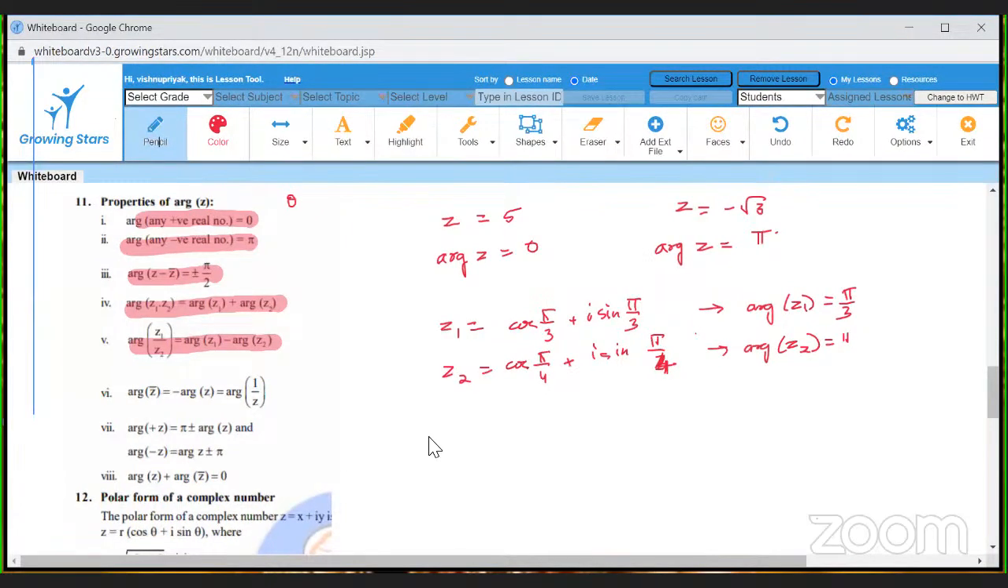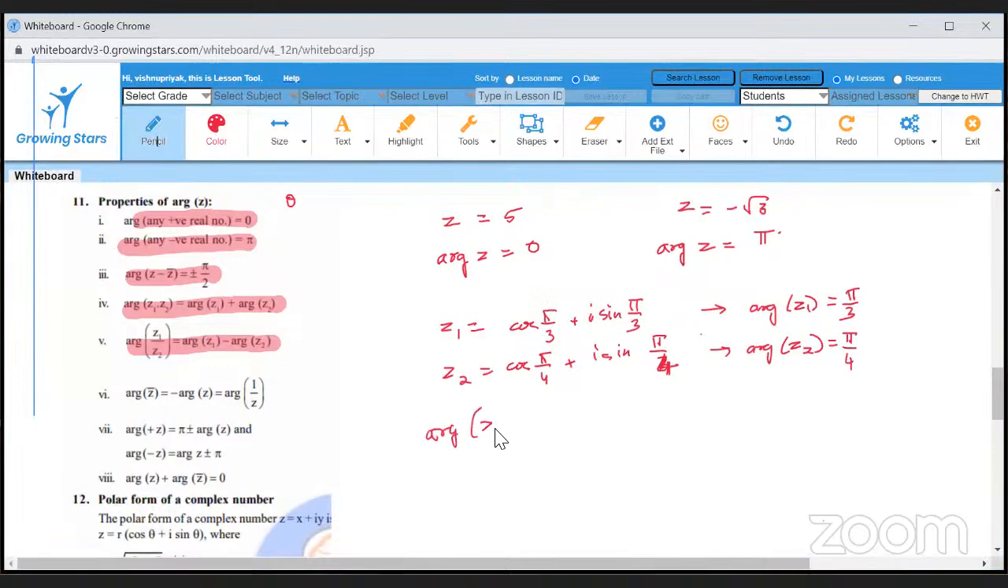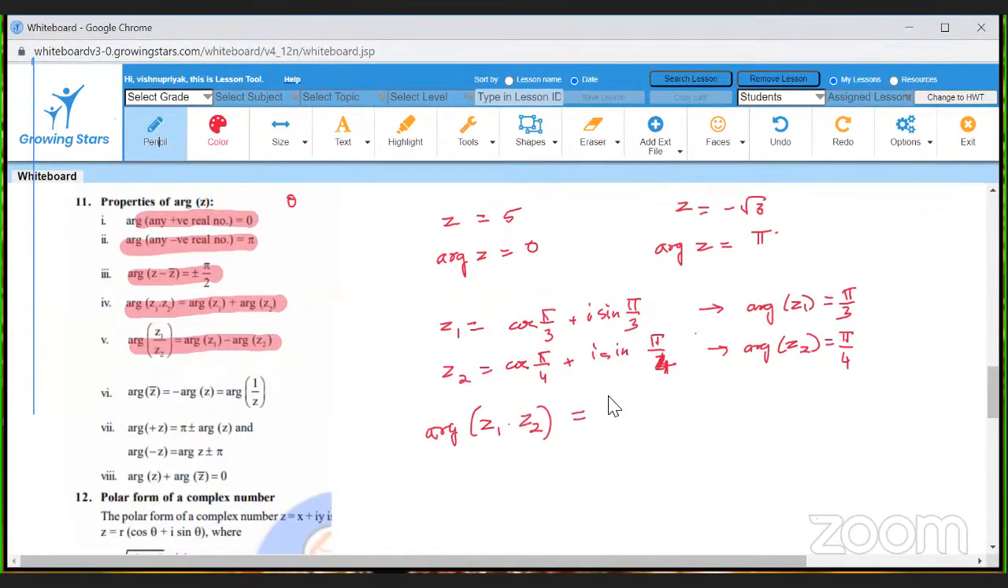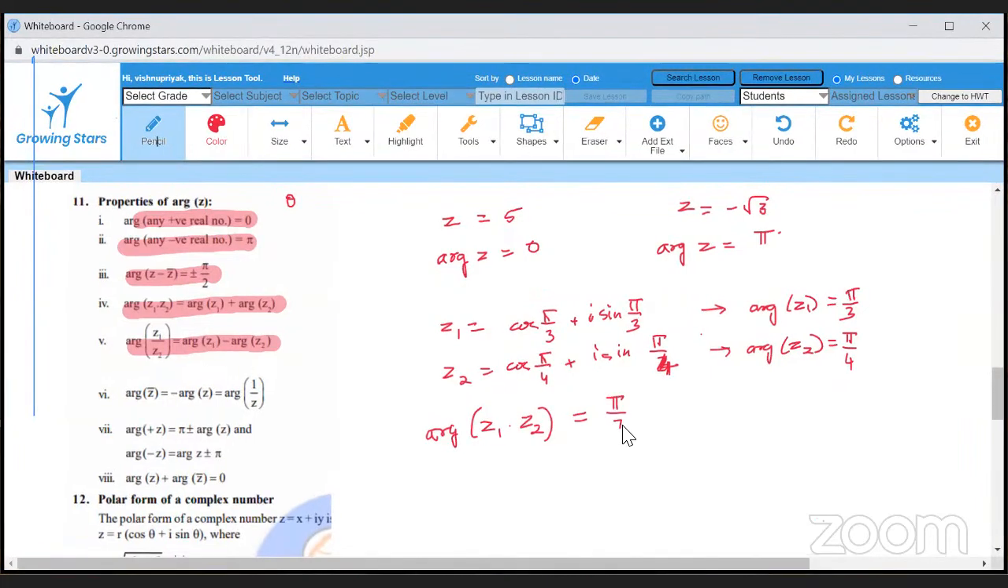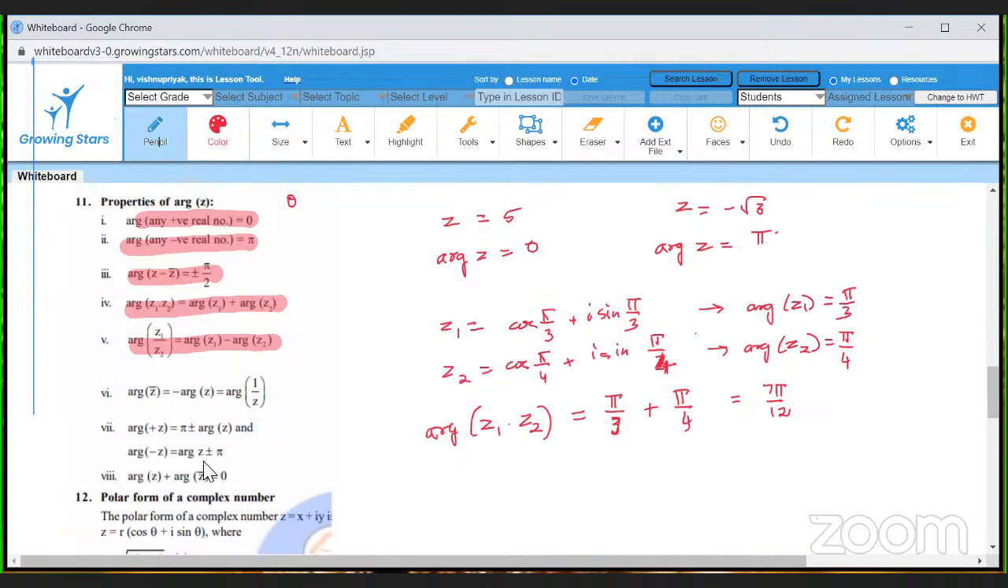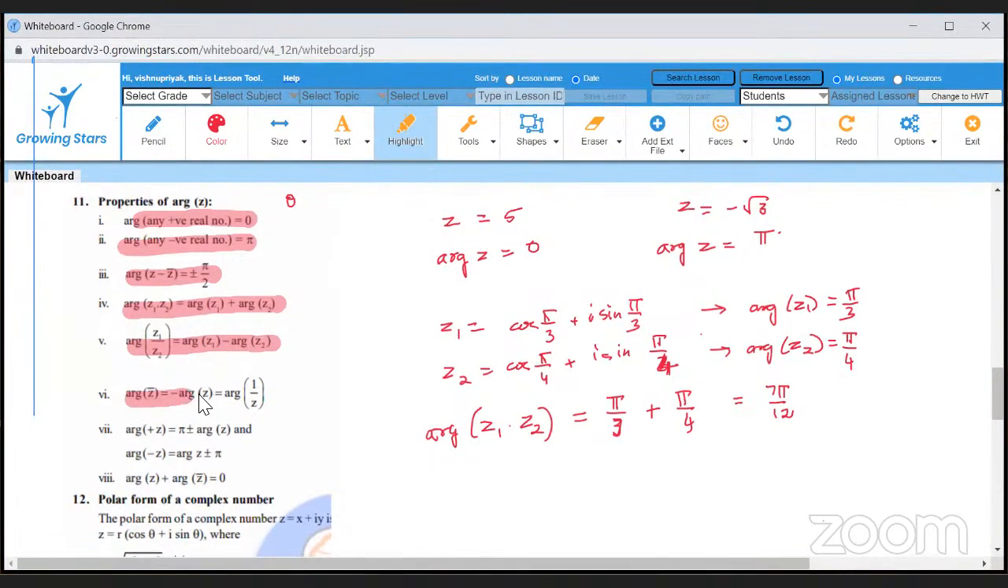So if someone asks you, what is the argument of Z1 into Z2? You can take argument of Z1, that is pi by 3, and argument of Z2, that is pi by 4, and you can add it up. So you will have 7 pi by 12. These two formulas are: argument of Z bar is the same as minus argument of Z, or argument of 1 by Z.